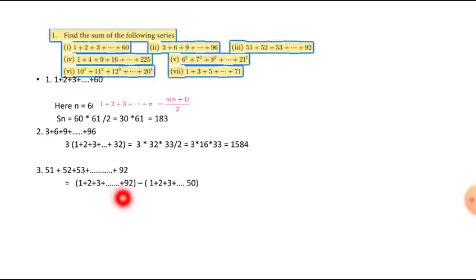Now 1, 2, 3 up to 92 is one series, where the n value is equal to 92. For the next series, 1 to 50, the n value is 50. So there will be two series, and we can apply the formula for each. For the first series, 92 into 93 divided by 2, and for the second one, 50 into 51 by 2. Finally we will get the value as 3003.